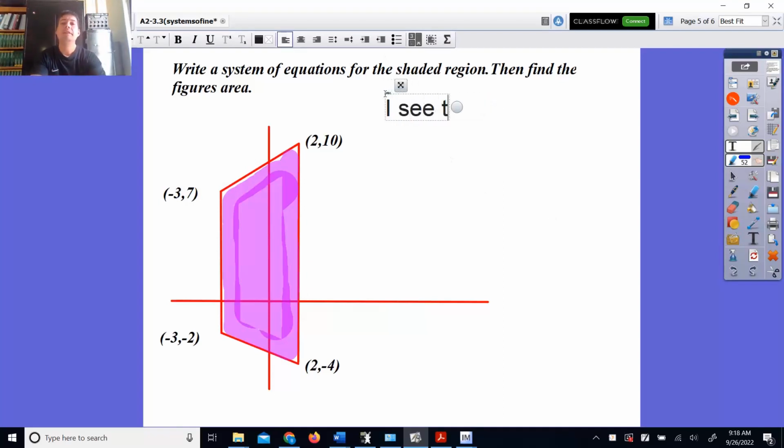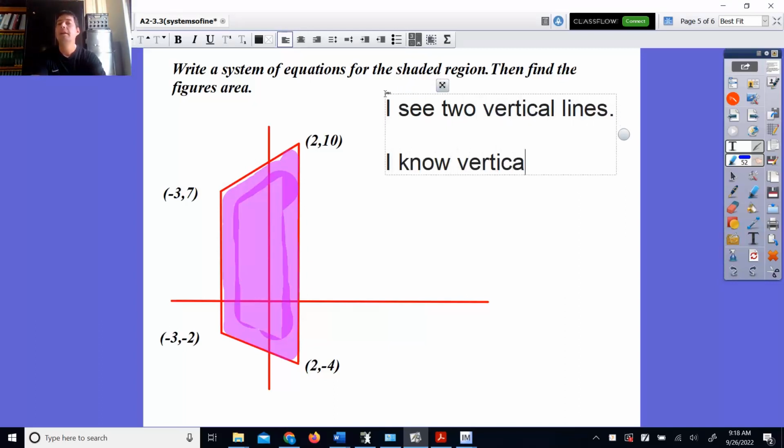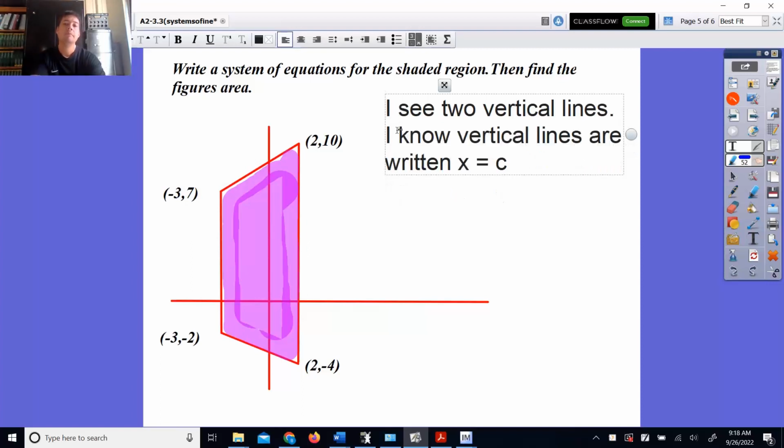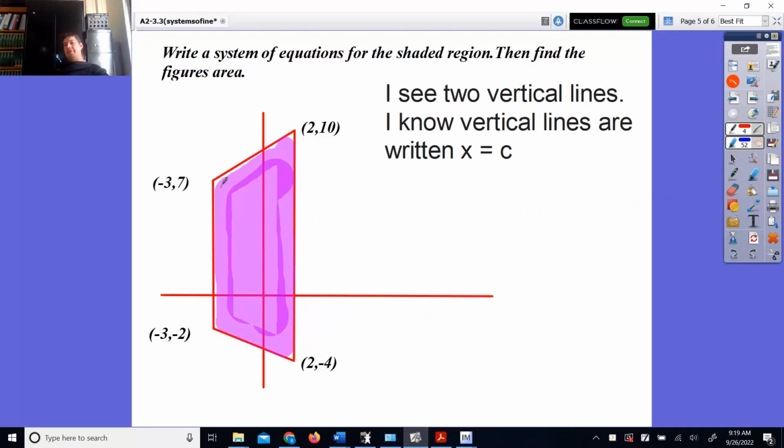So I see 2 vertical lines. I know vertical lines are written x equals a constant. And I hope you do too. Now, since this is inequalities, I may not be using the equal symbol. I might use a greater than or less than symbol at the same time. But I'm going to do this left to right. So I notice this vertical line right here, and it's shaded to the right, isn't it?